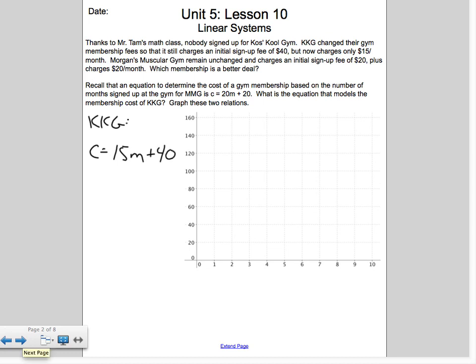So what I want you to do in your graph now is graph the two equations for me. Draw the two lines. One to map Morgan's original equation, C equals 20M plus 20, and one for Cause's new equation now. How many months are there already? Who knows? It doesn't matter. We're drawing a linear equation, so it could be a billion months. Make sure you use a straight edge to draw your lines.